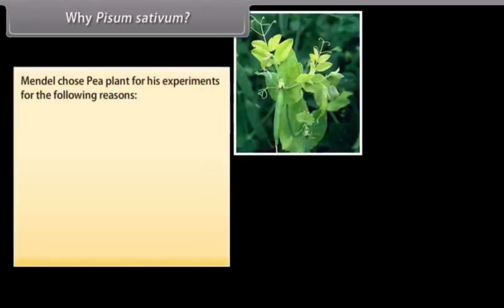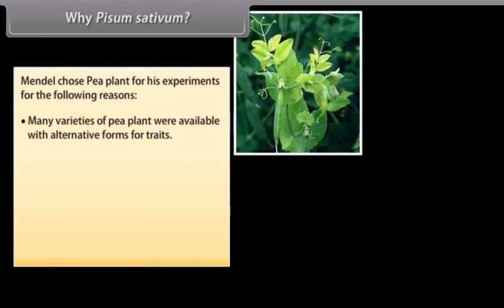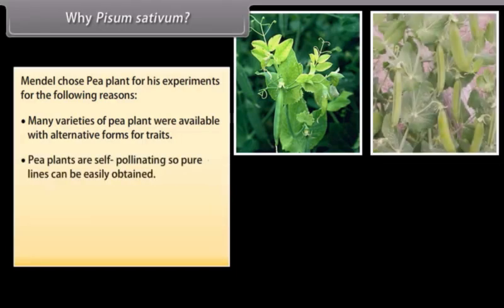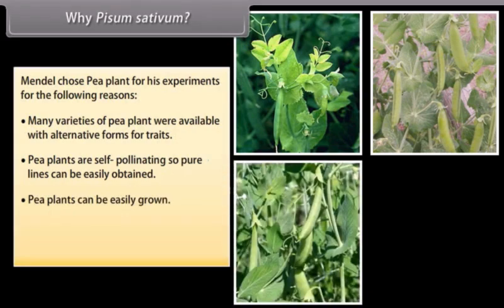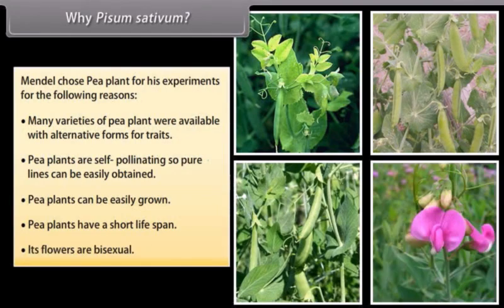Why Pisum sativum? Mendel chose pea plant for his experiment for the following reasons. Many varieties of pea plant were available with alternative forms for traits. Pea plants are self-pollinating, so pure lines can be easily obtained. Pea plants can be easily grown. Pea plants have a short lifespan. Its flowers are bisexual.